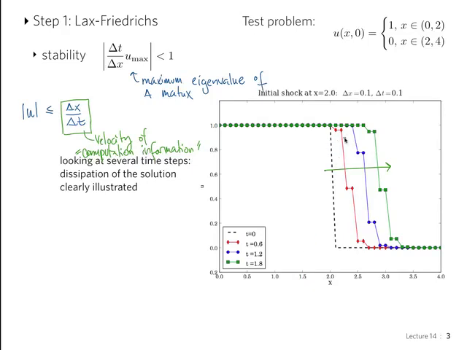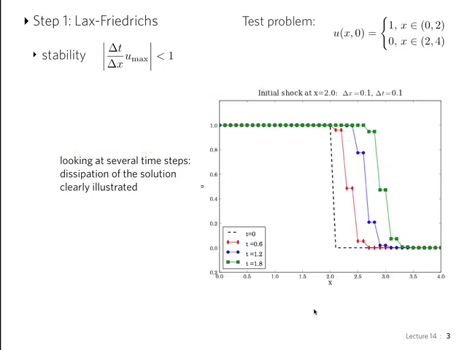So the shock is smeared over several grid points, even though at time 0 it was just one grid point, right? Let me just clear the annotations so you can see it better. So that is looking at several time steps for a given chosen CFL number.